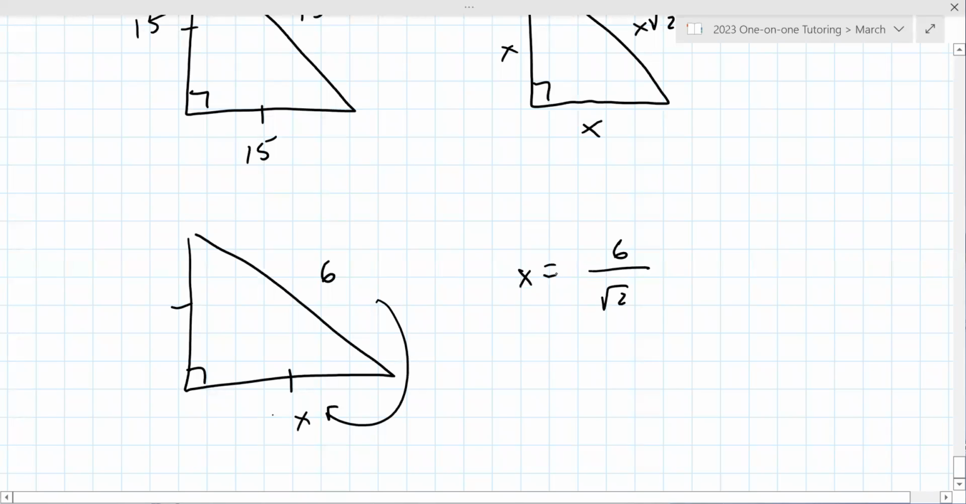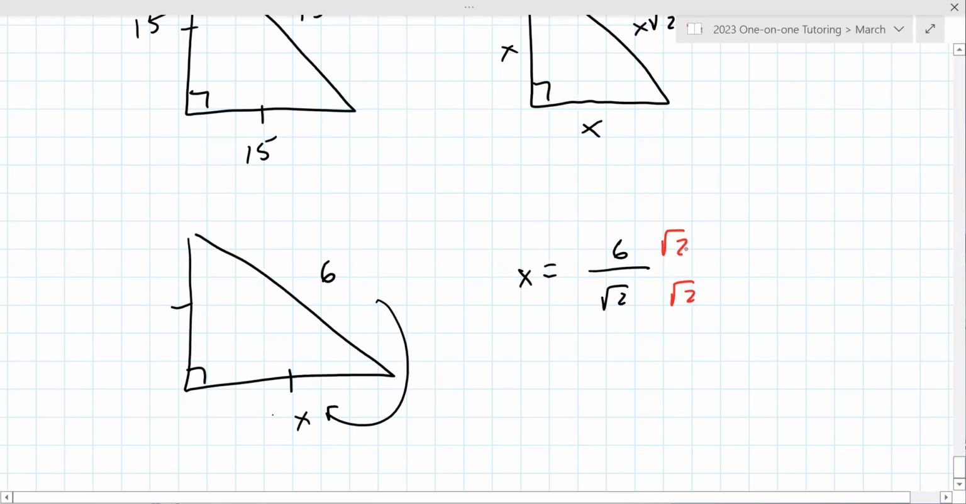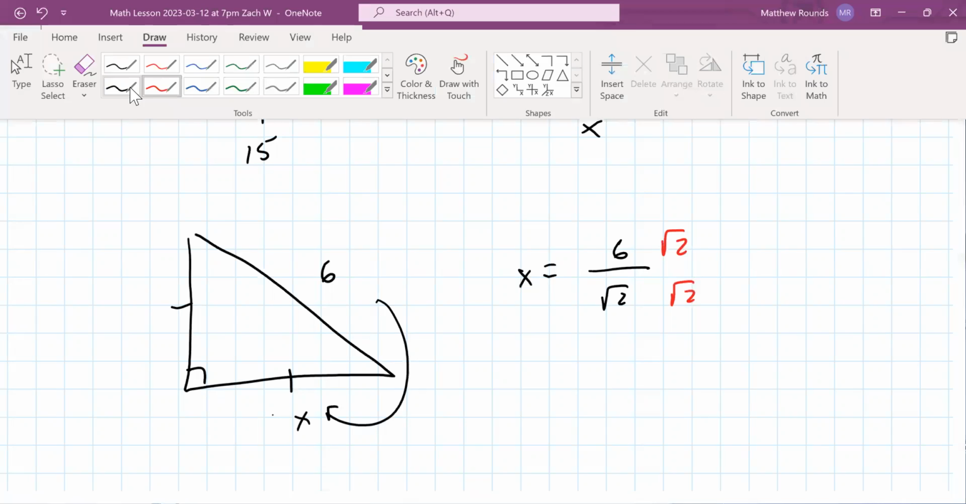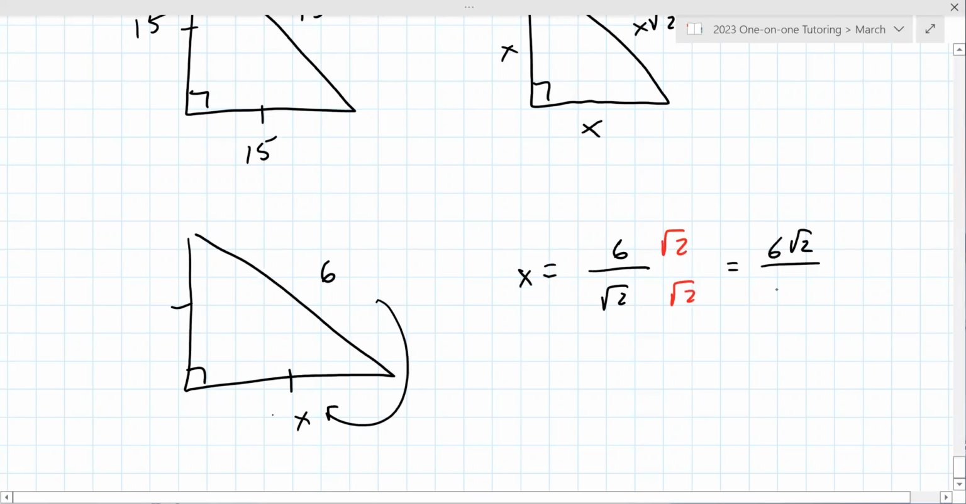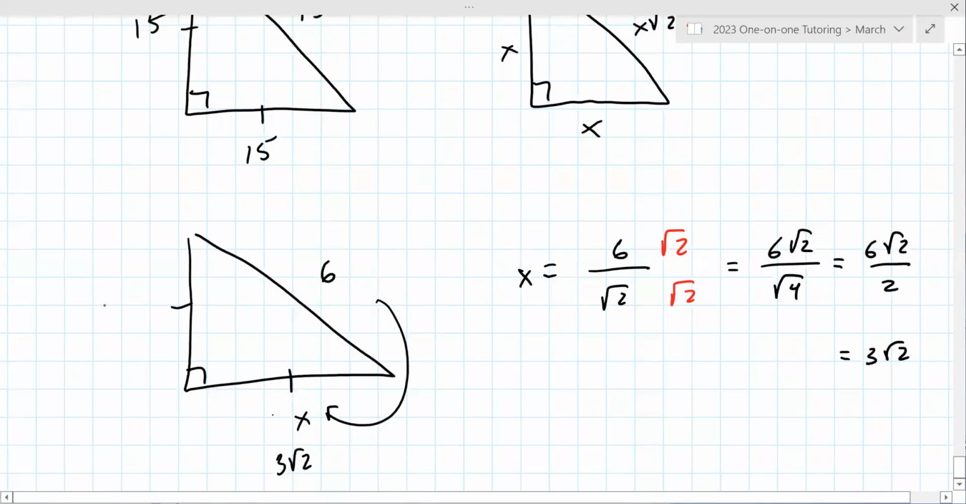And you have to rationalize the top and the bottom. So this is over 2, and it becomes 3 root 2. So x would have been 3 root 2. Okay. Unfortunately, we could actually do a whole lesson on 45-45-90 and 30-60-90 triangles.